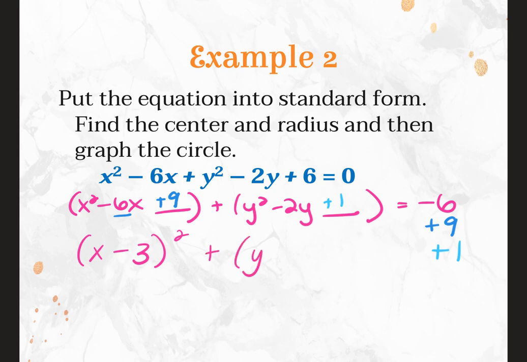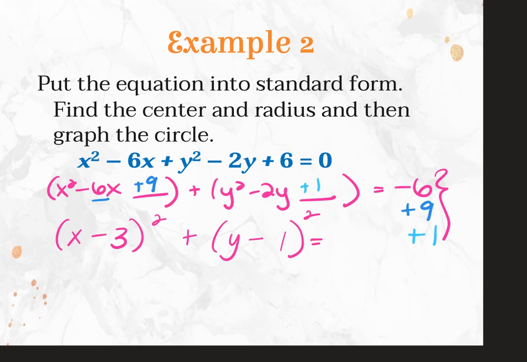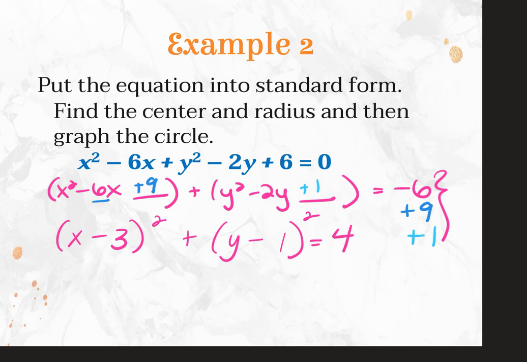Do it again. Square root the y squared, it's y. Square root the 1, it's 1. Put the sign from the middle. It's negative. Square it. And combine all these. So -6 plus 9 is 3 plus 1 is 4. You don't have to square that. You do not. Nope. What's the question asking for?